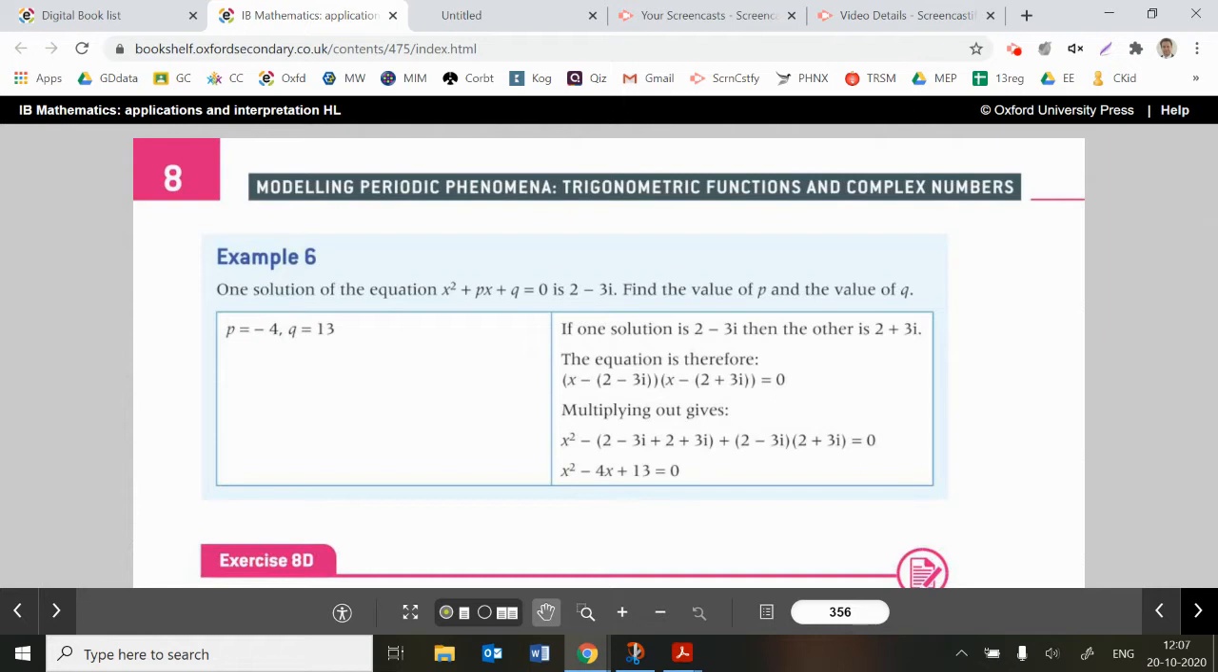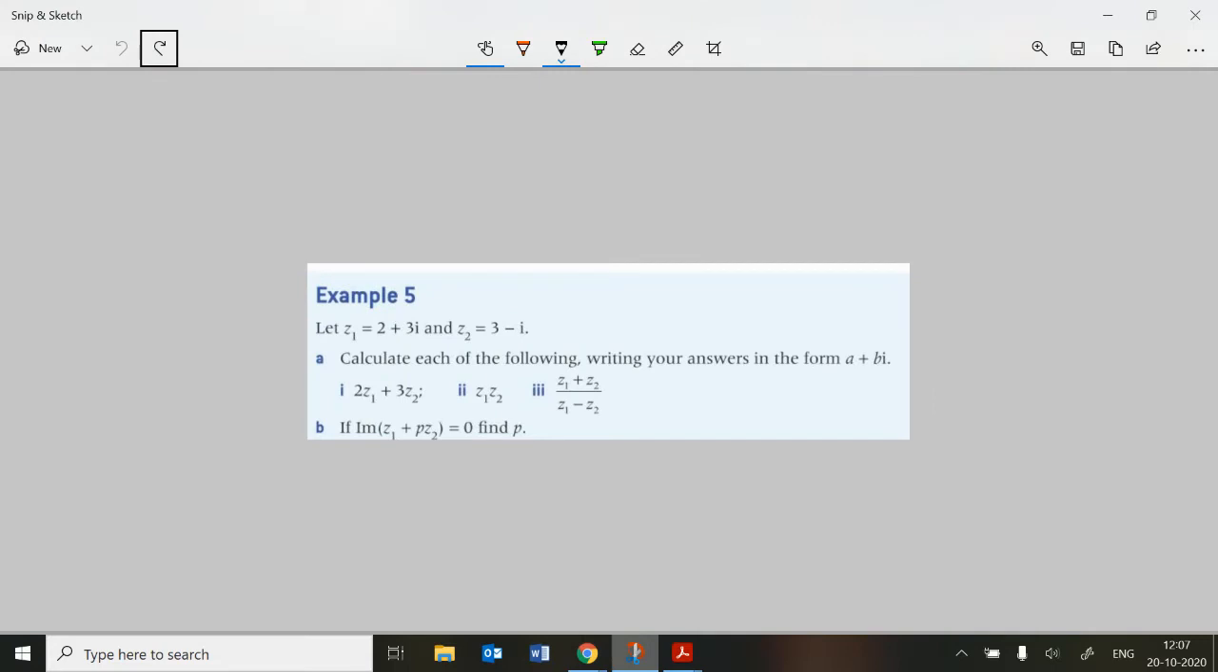Okay, so example 5, we have 2 plus 3i and 3 minus i as our two complex numbers here. And it says calculate each of the following, writing your answers in this form here. So in rectangular form, this is called, or Cartesian form.